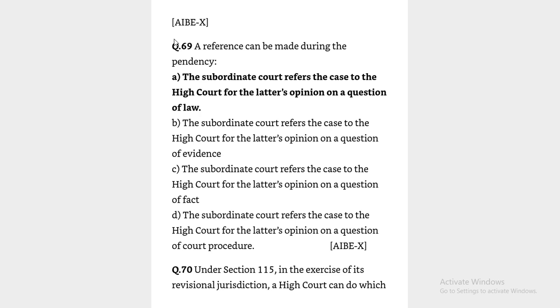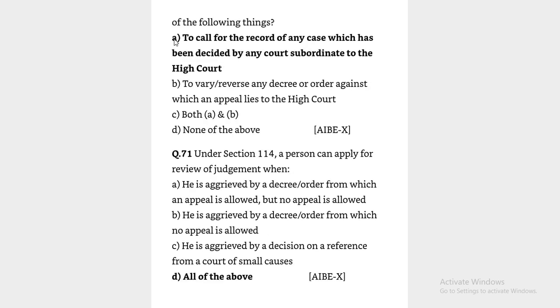Under Section 115, in the exercise of its revisional jurisdiction, the High Court can call for the record of any case which has been decided by any court subordinate to the High Court. Under Section 114, a person can apply for review of the judgment when he is aggrieved by a decree or order from which appeal is allowed but no appeal is preferred, or from which no appeal is allowed, or by a decision on a reference from a court of small causes. All of the above.